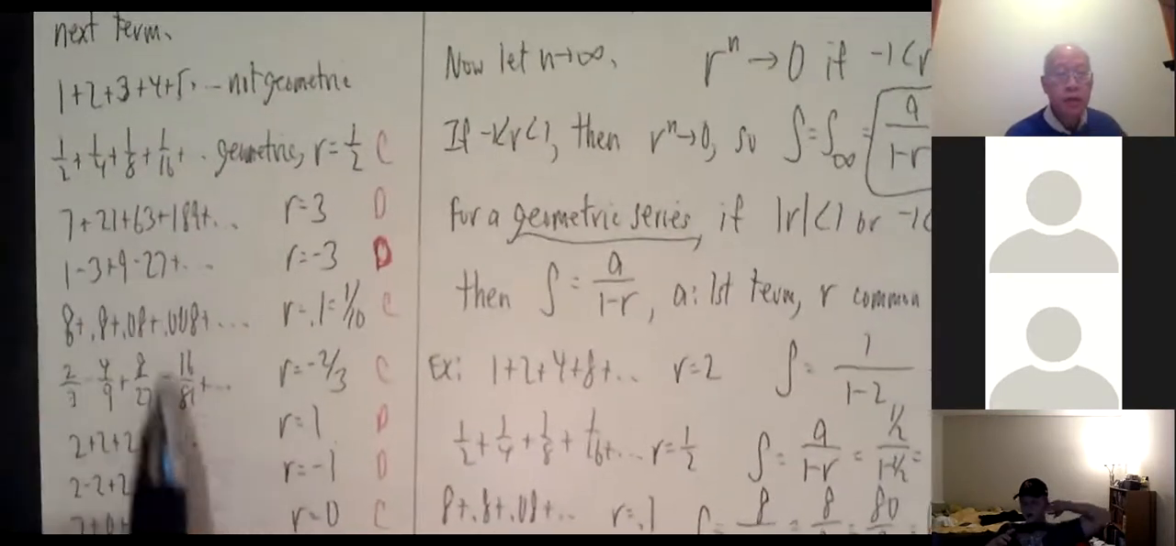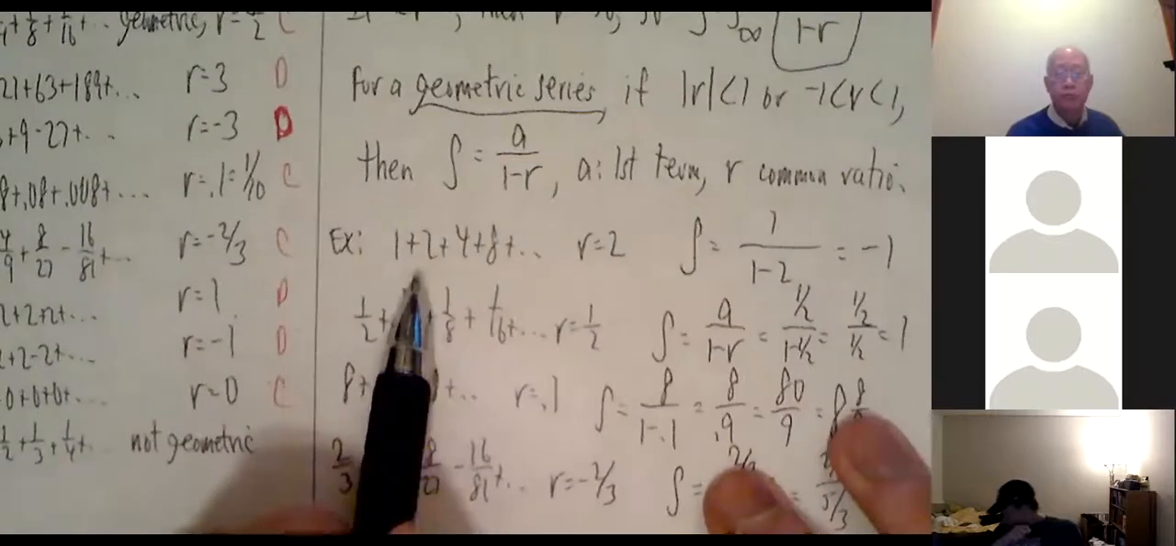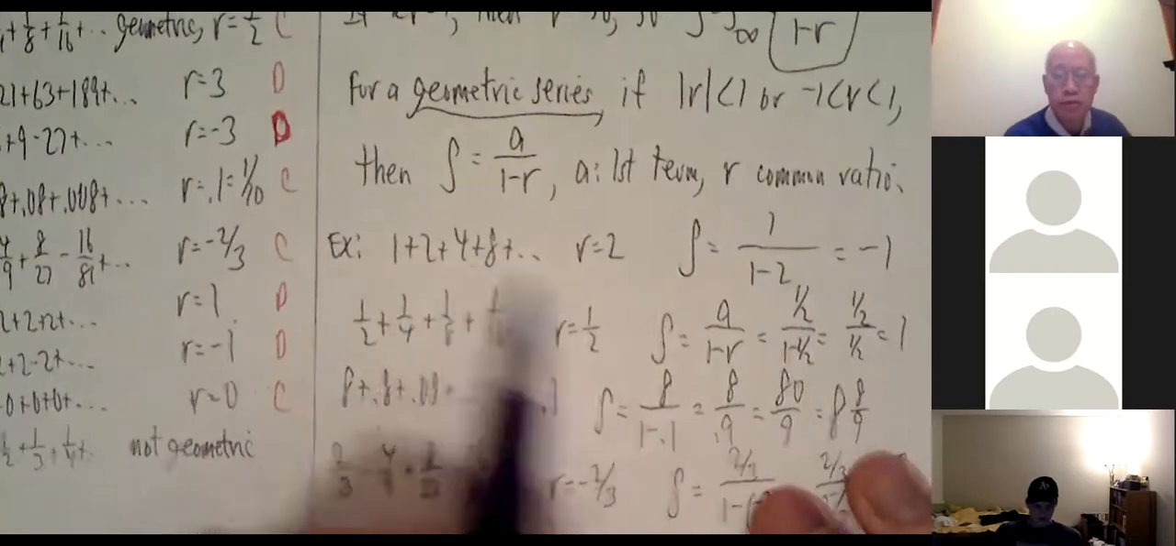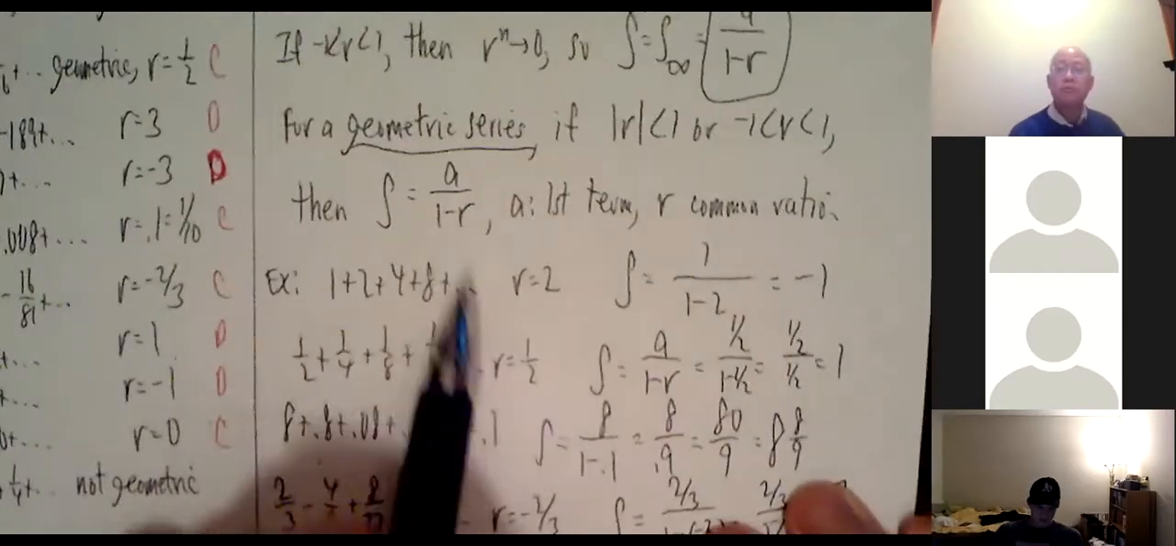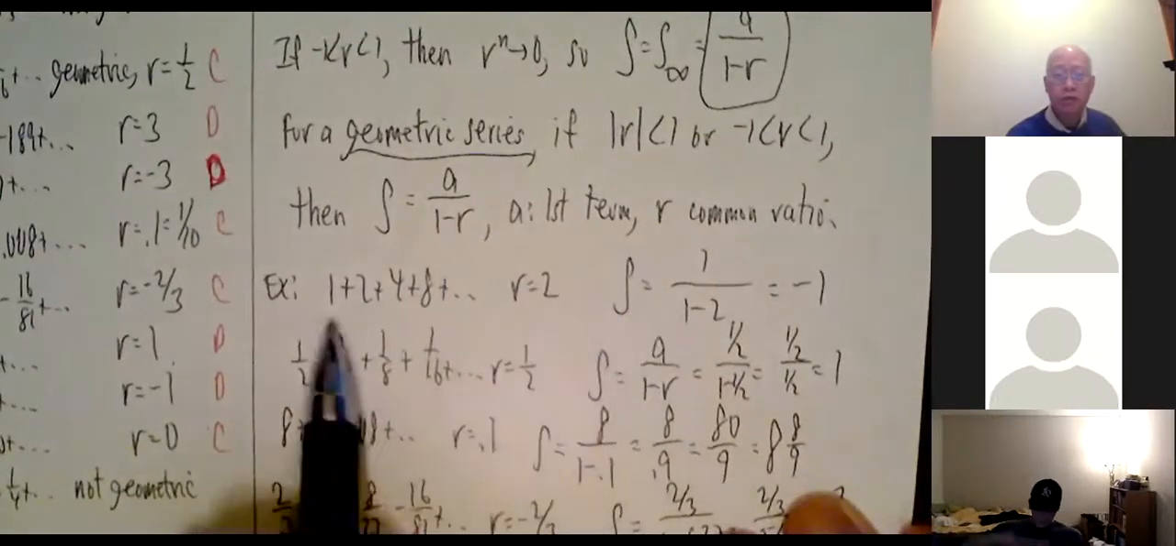Okay, example. This one we did here. 1 plus 2 plus 4 plus 8. Well, I thought I did it, but I guess not. Okay, you know that blows up. Gets as big as you want. R is 2. You could plug into the formula. There's nothing stopping you. A over 1 minus R, the first term is 1.